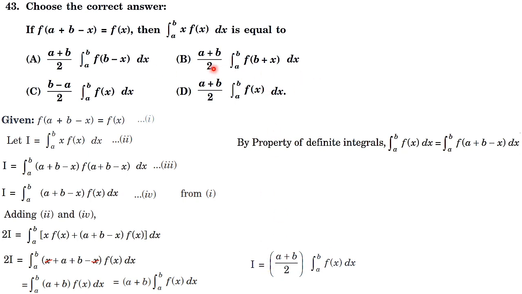So (a plus b)/2 into integral a to b f of x dx, that is option D. So option D is the correct answer. Next we shall discuss the 44th question.